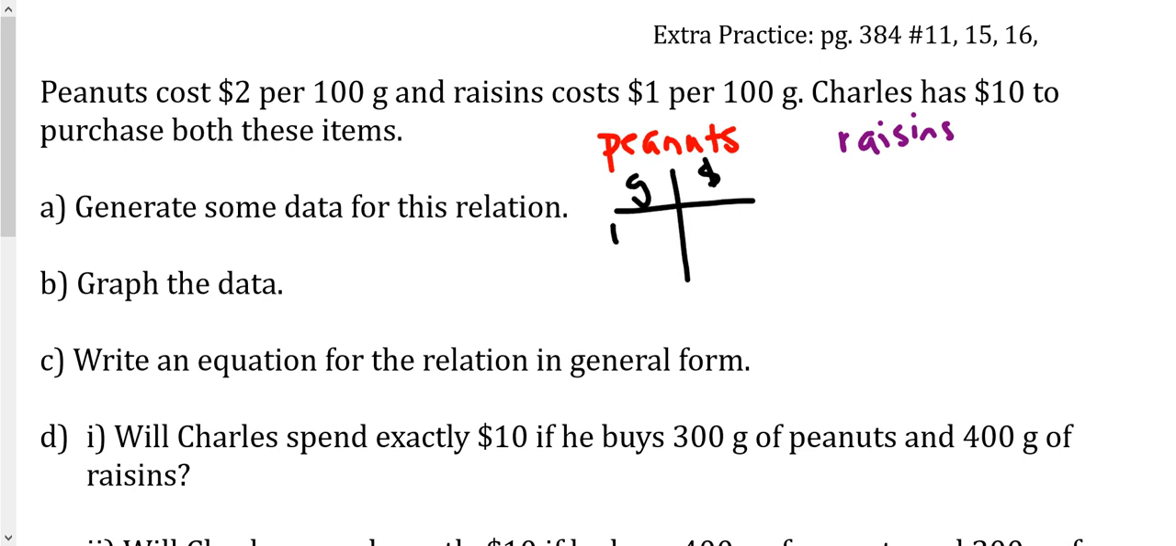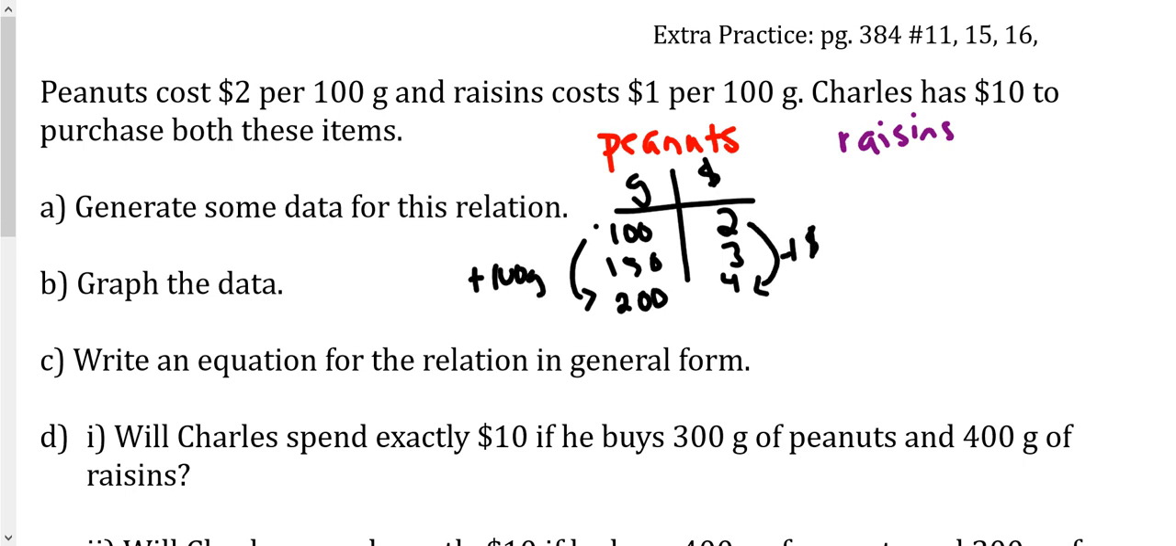if I buy 100 grams, it's going to cost me $2. If I buy 200 grams, it's going to cost me $4. If I buy 150 grams, assuming that we can buy them in 1 gram increments, that's going to cost me $3. Because we know that for every increase of 100 grams, we're going to see an increase of $2.